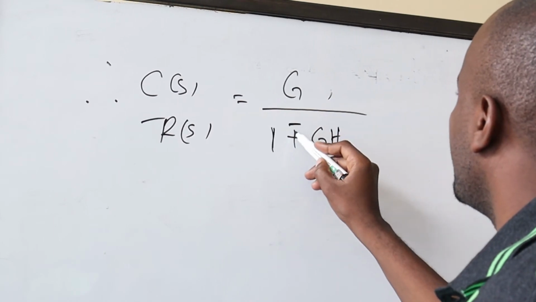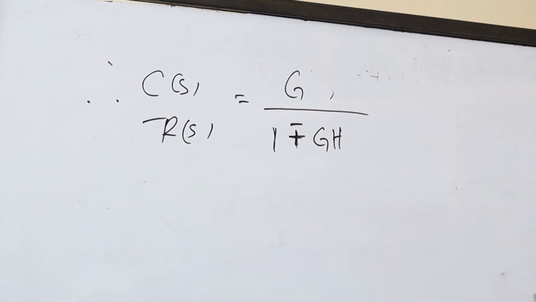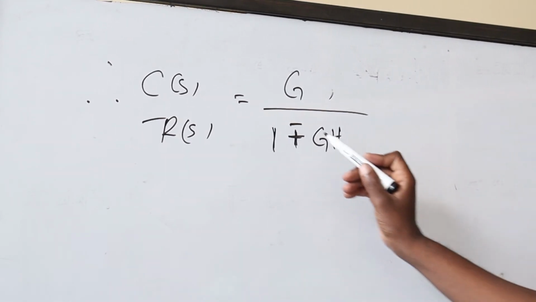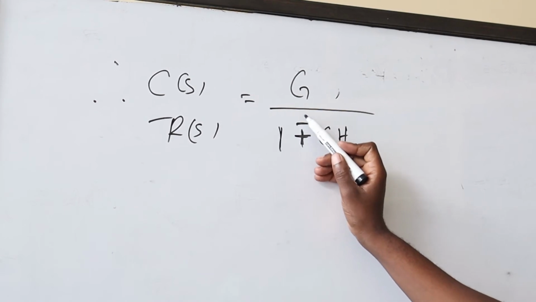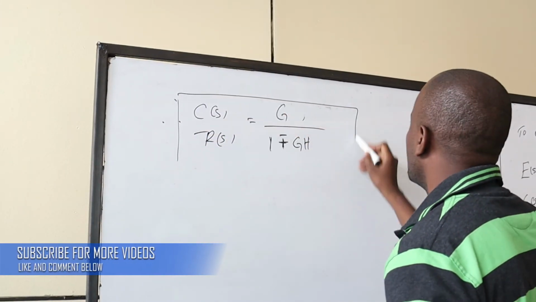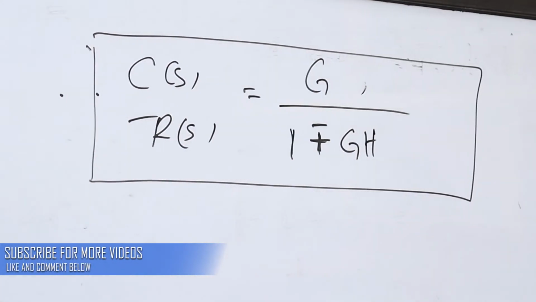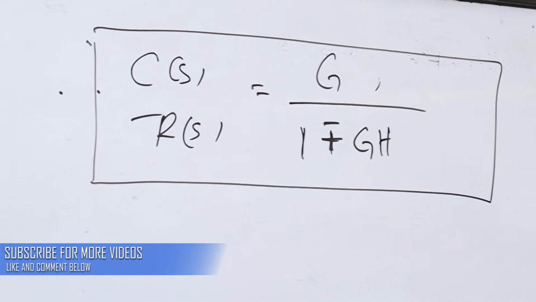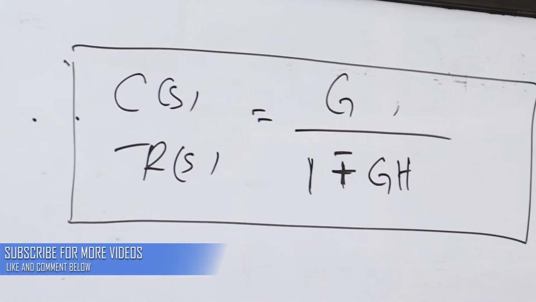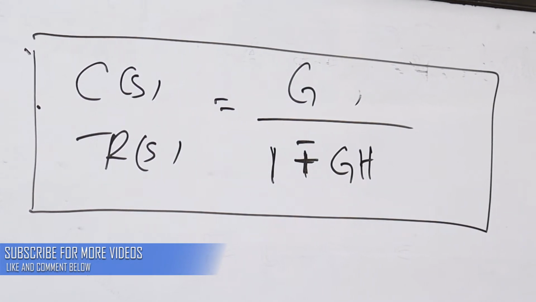And of course, we can have the minus up there. What the minus signifies is that if the feedback is positive, then this will be negative, and if the feedback is negative, then that one will be positive. And that is how we get the transfer function in terms of G and H, as we had obtained.